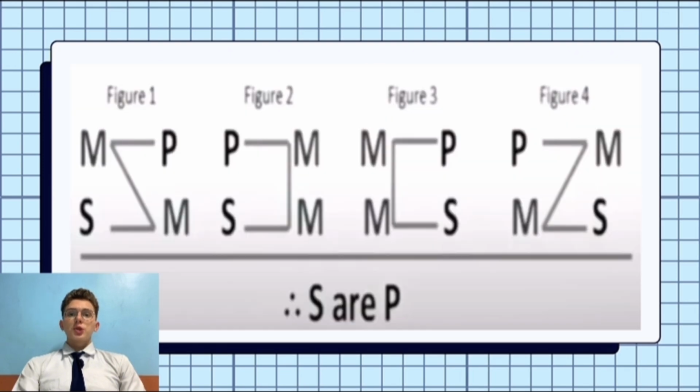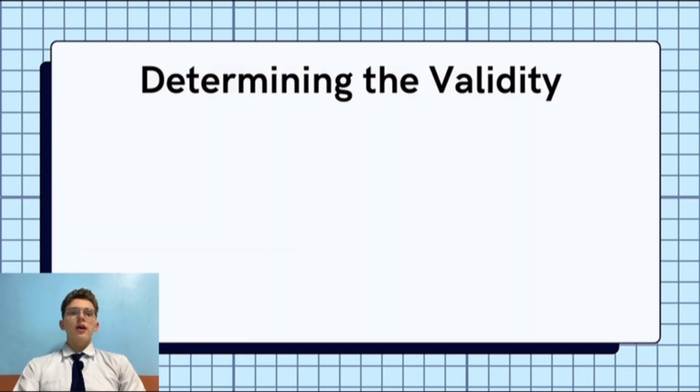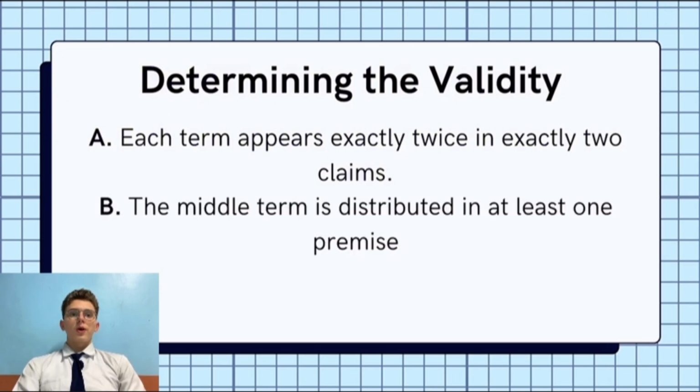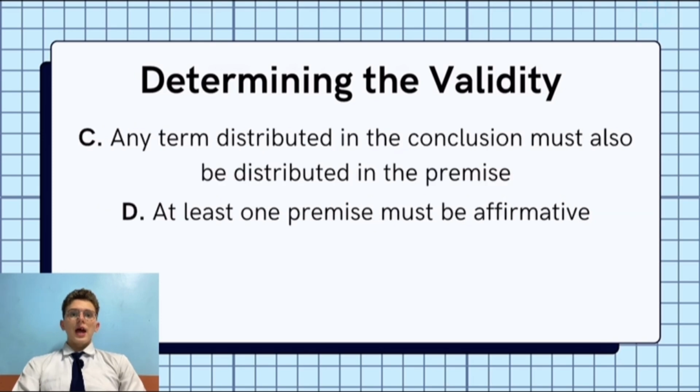Using the table, we can visualize each of the 4 figures and how they work and what they look like. After finding the figure and the mood, we will proceed to determining its validity. A valid categorical syllogism must meet the following conditions. A. Each term appears exactly twice in exactly 2 claims. B. The middle term is distributed in at least 1 premise. C. Any term distributed in the conclusion must also be distributed in the premise. D. At least 1 premise must be affirmative.